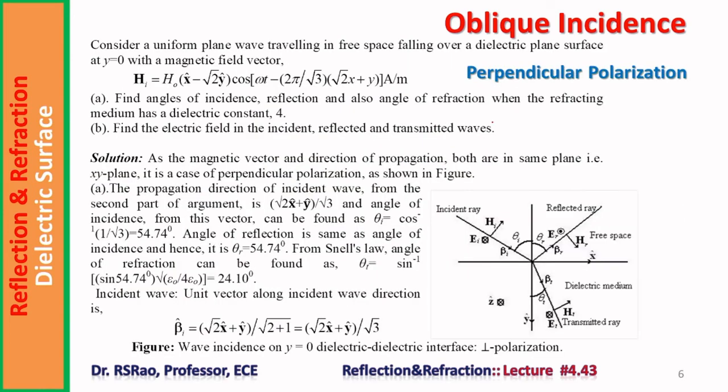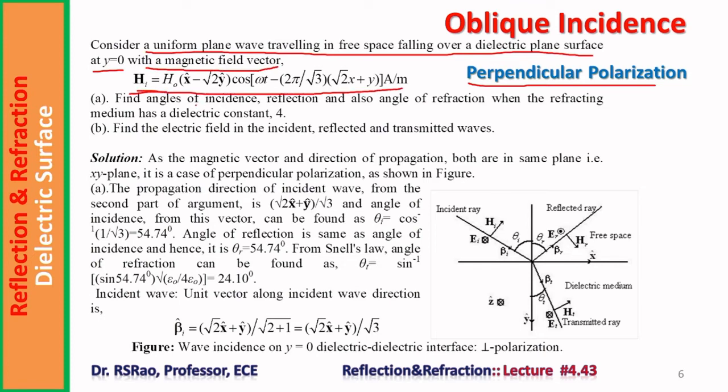Now we consider another problem. This is the problem where incident field is perpendicularly polarized. Consider a uniform plane wave traveling in free space falling over a dielectric plane surface at y equal to 0 with a magnetic field vector. Here H is given. Find angles of incidence, reflection, and also angle of refraction when the refracting medium has a dielectric constant of 4. Find electric field in incident, reflected, and transmitted waves.